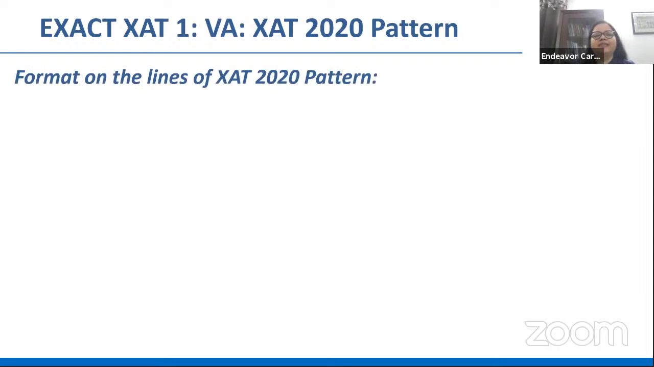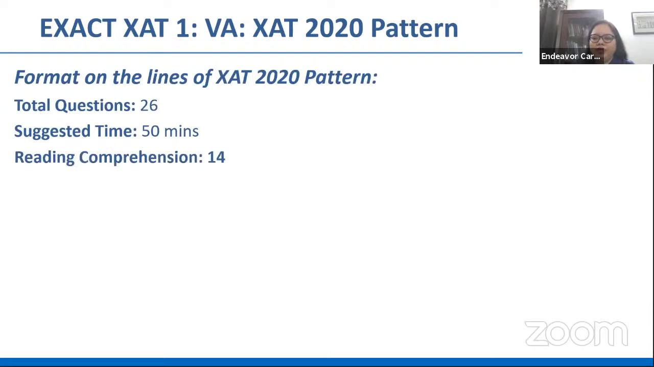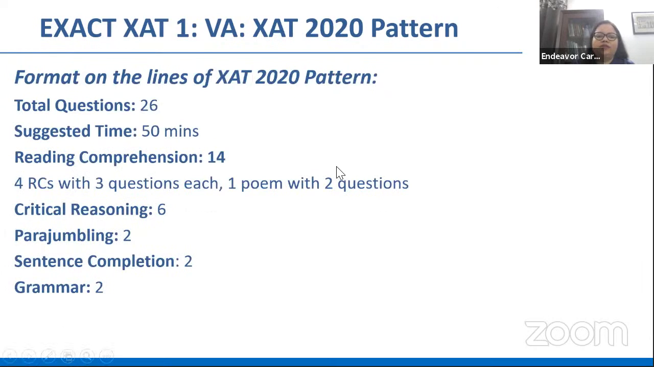So what was the exact XAT VA pattern, exact XAT1 VA pattern? Obviously, this was very much patterned on XAT 2020. And therefore, 26 questions totally, 14 questions of RCs. There were 4 RCs with 3 questions each, just as you had it last year. 1 poem with 2 questions. 6 critical reasoning passages, 2 parajumbles, 2 sentence completion questions, and 2 grammar questions.